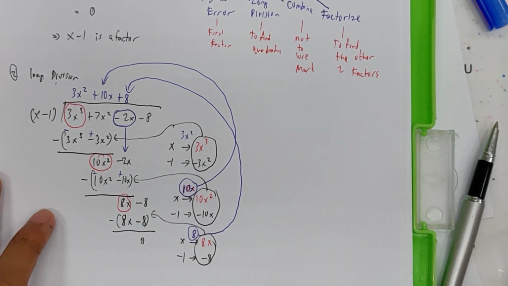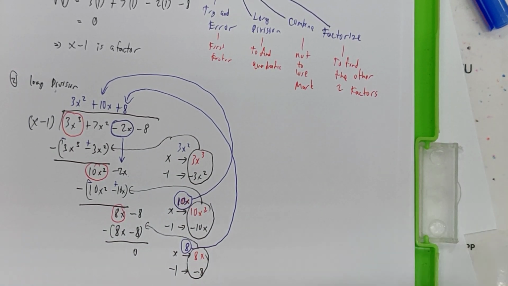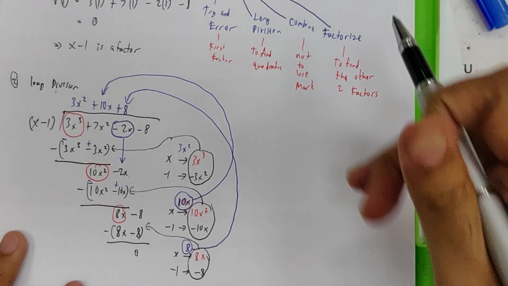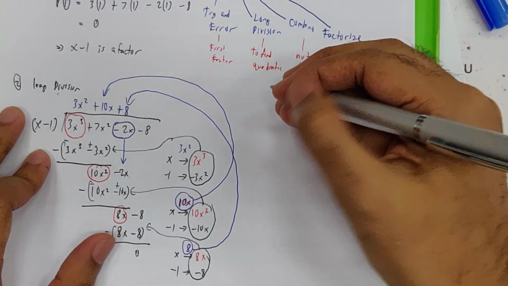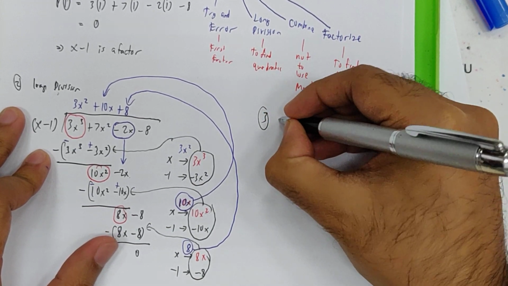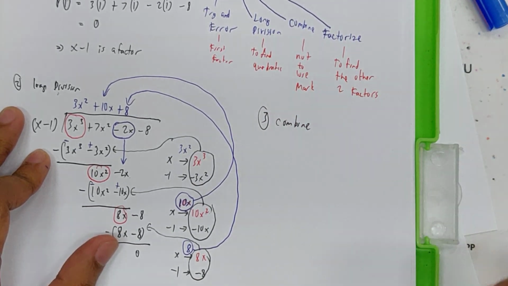Okay. Are you guys okay? Can you get it? It's not that difficult. You know the process by now. Okay, once you got here, you are done. Then you need to use these steps. The third one is combine.